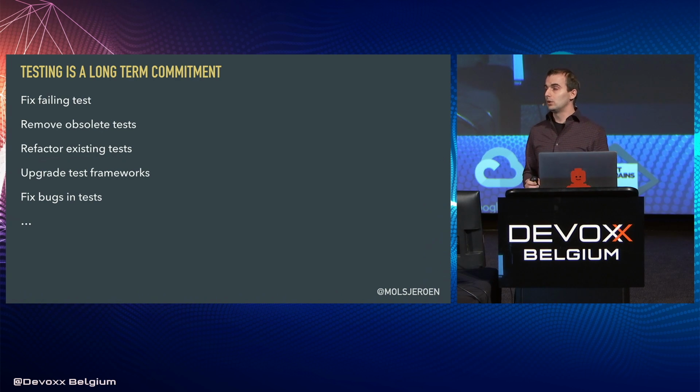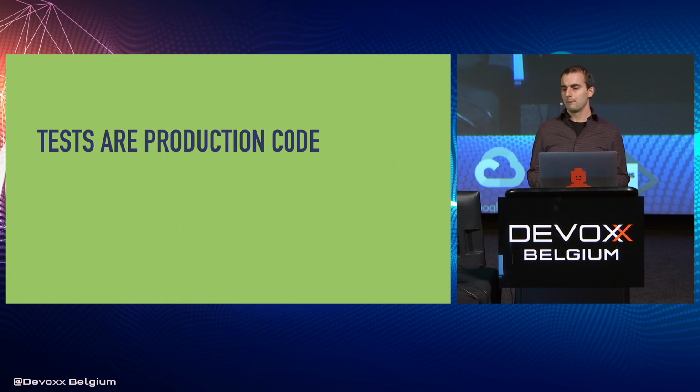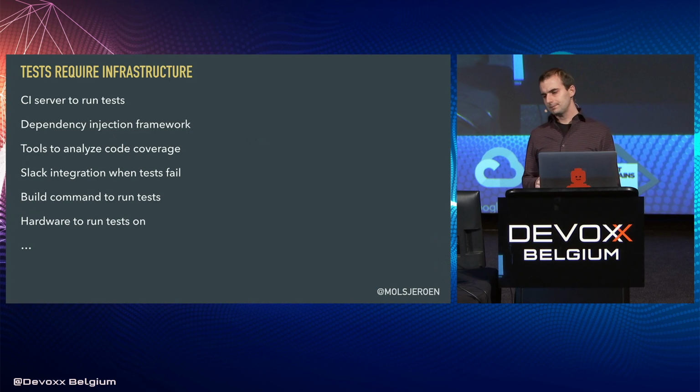Now, testing is always a long-term commitment. Because if tests fail, you're going to have to go and fix them. If tests become obsolete, you need to delete them. If your code changes, you need to change your tests. There could even be bugs in the tests, just like with any code. So you really need to consider test code as production code. It's no different than all other code that you have in your project. We're going to see a bit later on that slightly different rules apply, but it's still production code.